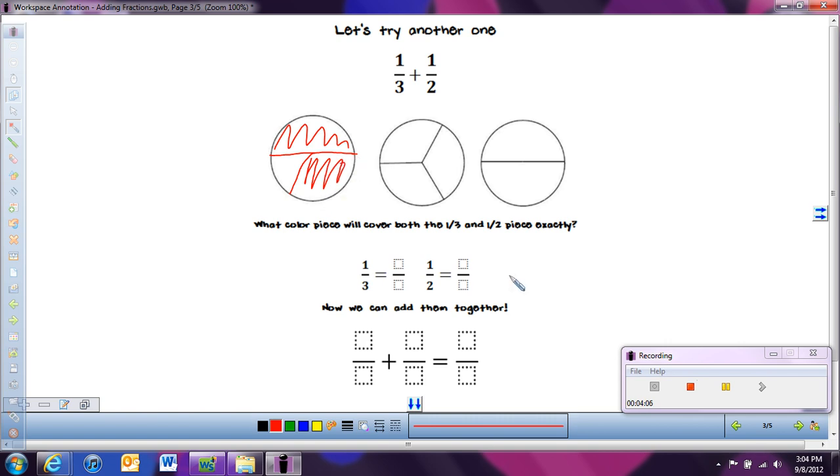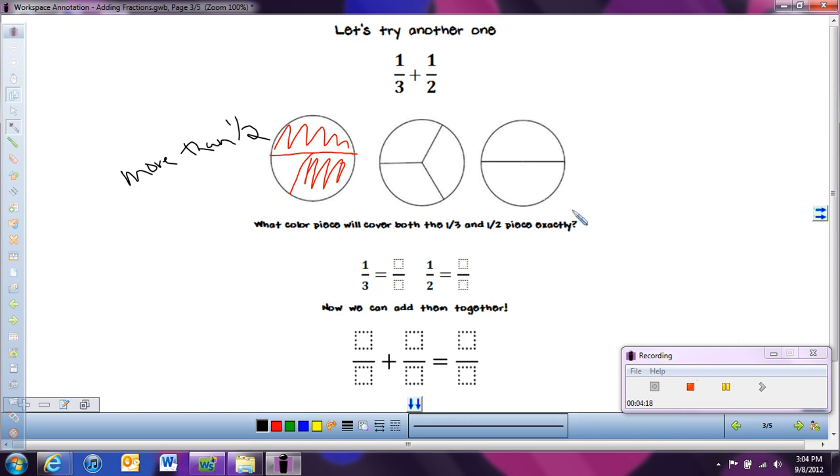And so I want to know how much of this whole circle is shaded. Well, I can tell right now that it's going to be more than a half this time, but I don't know exactly unless I find common denominators. I can't just say out of those 5, there's 2 out of 5 because the pieces aren't the same size. So we need to find common denominators first.